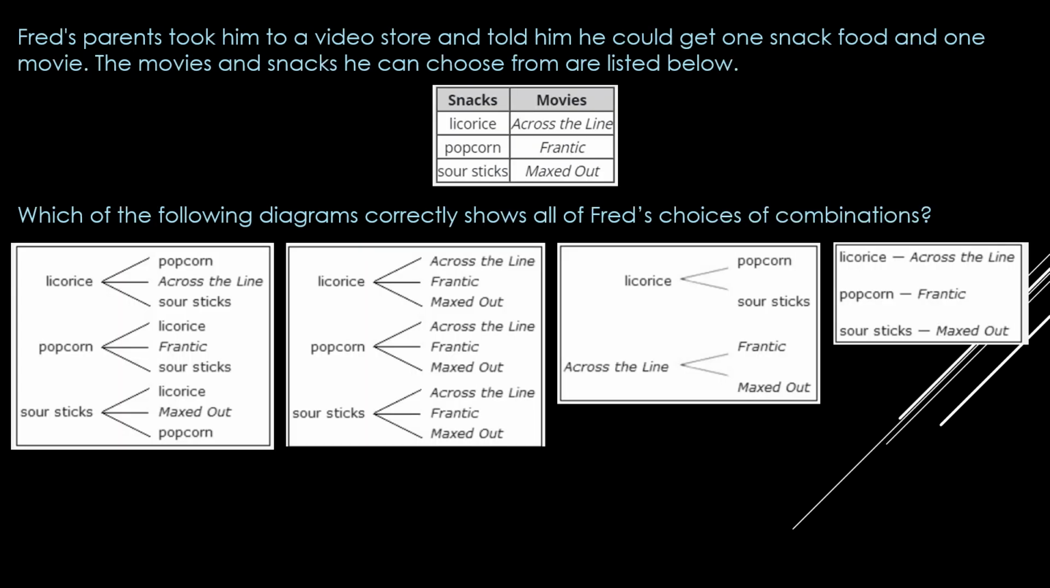Fred's parents took him to a video store and told him he could get 1 snack food and 1 movie. The movies and snacks he can choose from are listed. Which of the following tree diagrams correctly shows all of Fred's choices of combinations? Well, if he wants to get licorice, he can watch any of those 3 movies, right? And if he wants to get popcorn, again, he can watch any of those 3 movies. And if he wants to get sour sticks, he can watch any of those 3 movies. So that second tree diagram is the one that we would want to pick.